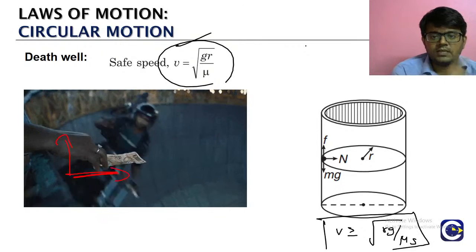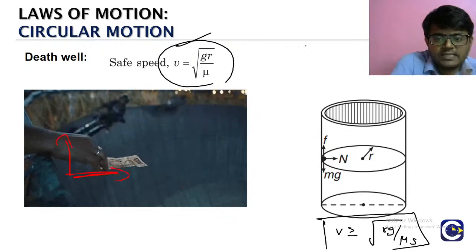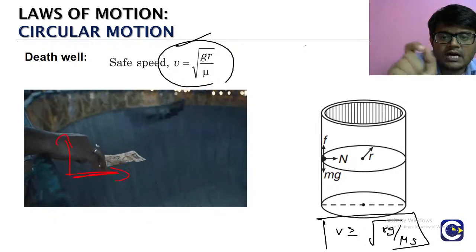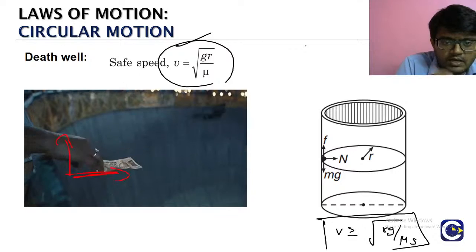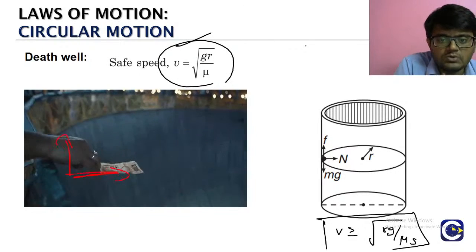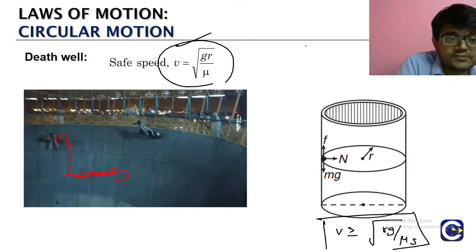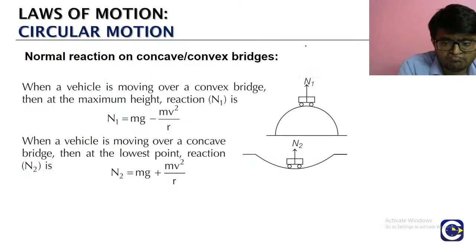Why are they able to go in a horizontal circle? Because the weight is balanced by the friction. And for that, what is the minimum speed that they require? Root rg by mu. The velocity should be more than or equal to root rg by mu, but the minimum is root rg by mu. This is what we call the safe speed of the death well.